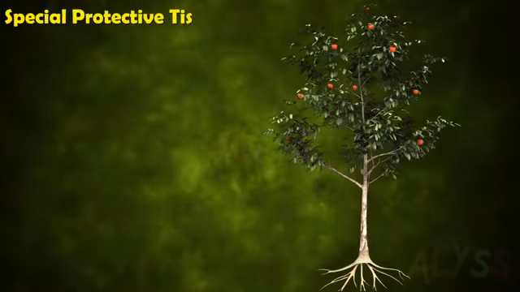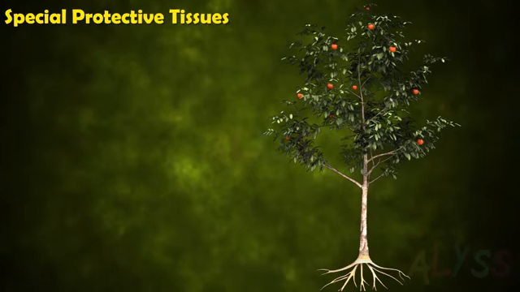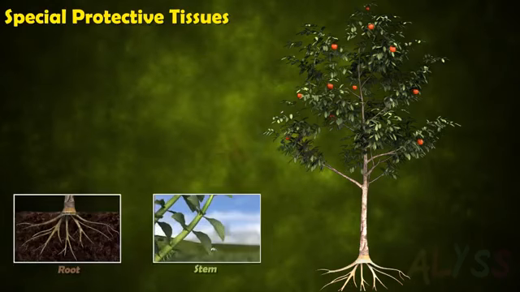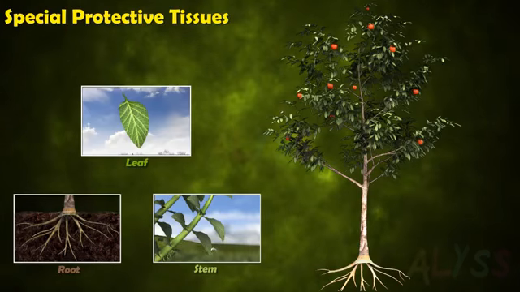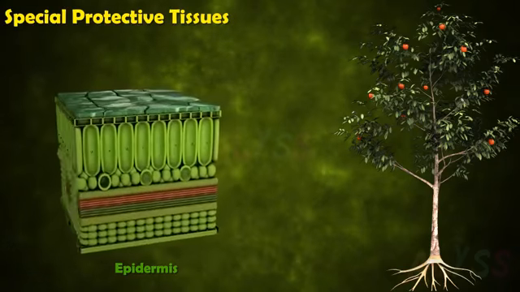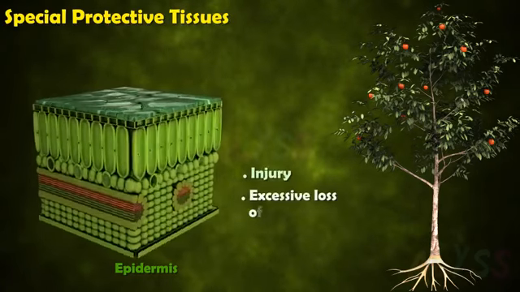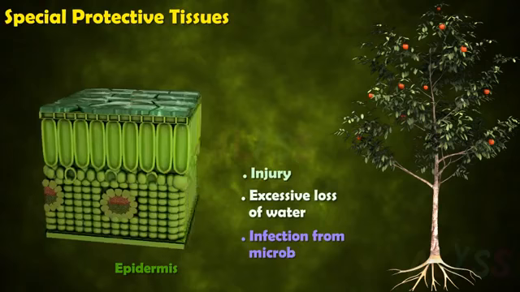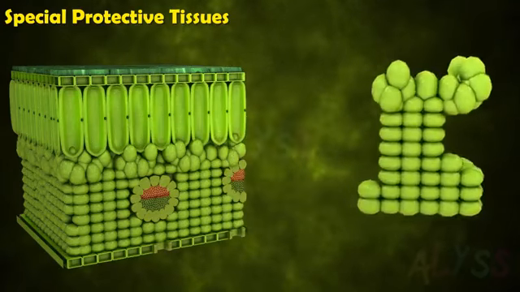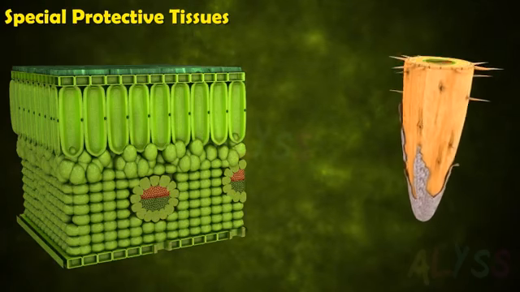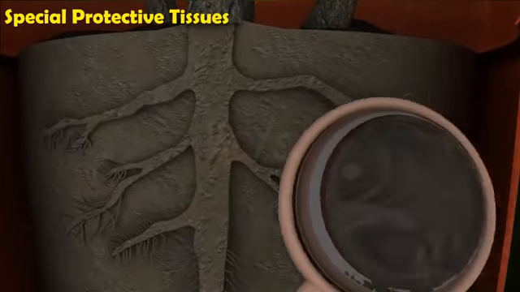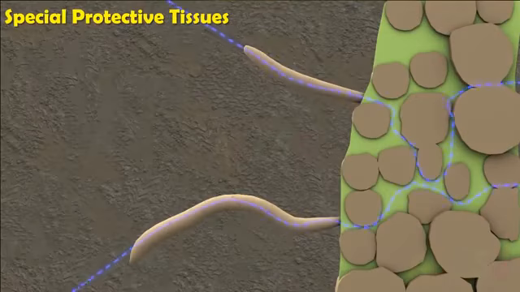There are special protective tissues also present in plants. That is, the outer covering of the roots, stem, and leaves, called epidermis. Epidermis protects the inner parts from injury, excessive loss of water, and infection from microbes. Some epidermis cells get modified into root hair in the roots to absorb water and minerals. Root hair are so tiny that they are able to reach between the soil particles.